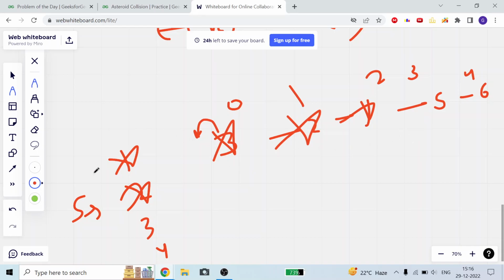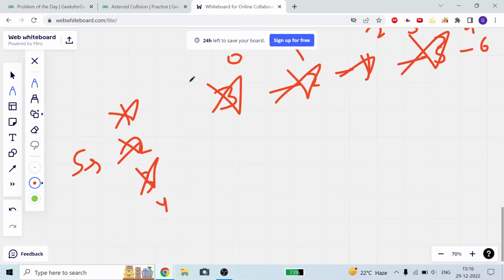And suppose for a minute this is not -5, this is 3. Then when we explode -1 and -2, and it comes at 3, the value is 3 and 3. So 3 will explode, 3 will explode. Both of them will explode. Okay guys, this is the basic funda.